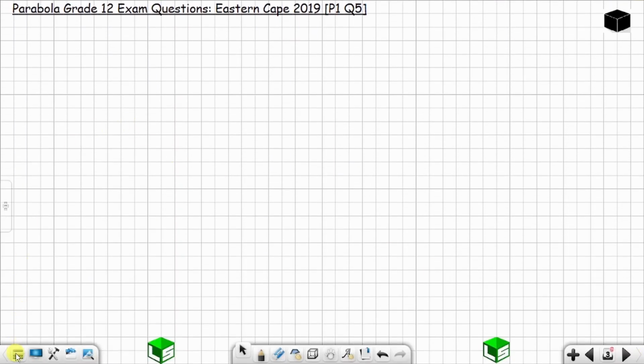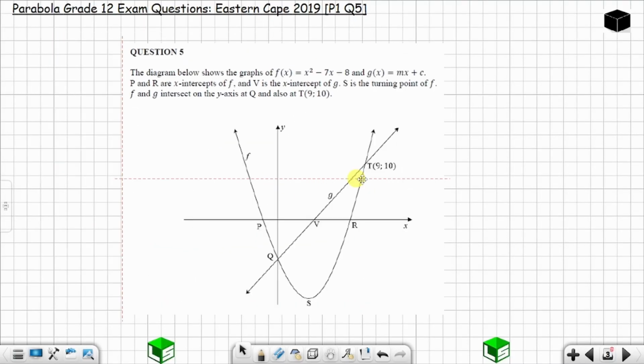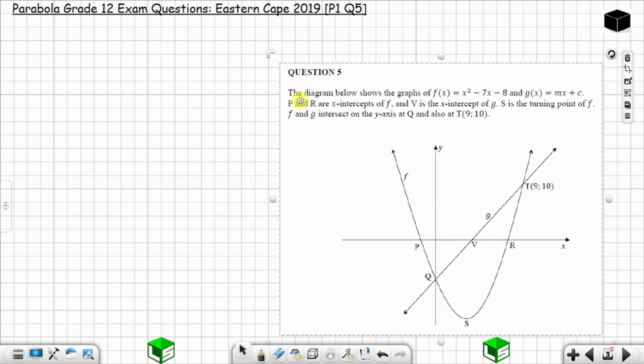So question 5. This is the question from Eastern Cape 2019. The diagram below shows the graph of f of x is equal to x squared minus 7x minus 8, and g of x is equal to mx plus c. P and R are x-intercepts of f, and V is the x-intercept of g. S is the turning point of f. F and G intersect on the y-axis at Q and also at T with coordinate (9, 10).